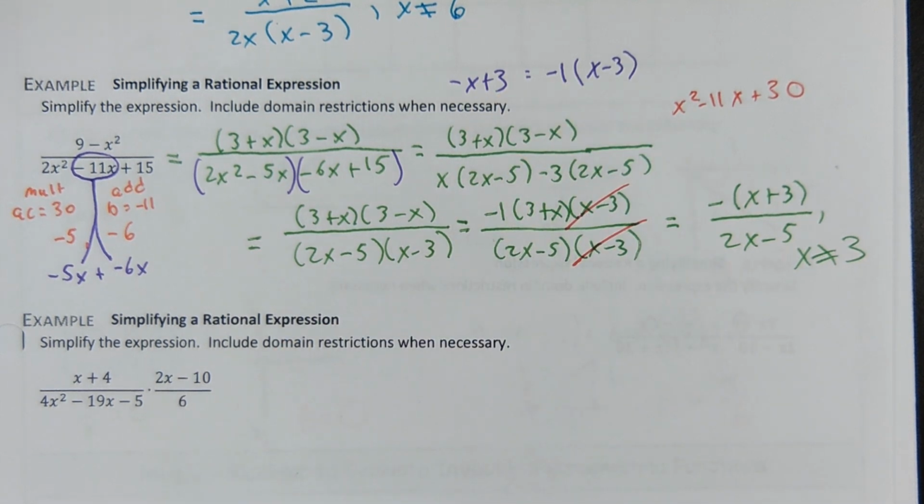If you ever need or want to switch the order of subtraction, you might want to write that down. If you ever need or want to switch the order of subtraction, you factor out a negative 1. That will always switch the order of subtraction. That's how we do that.